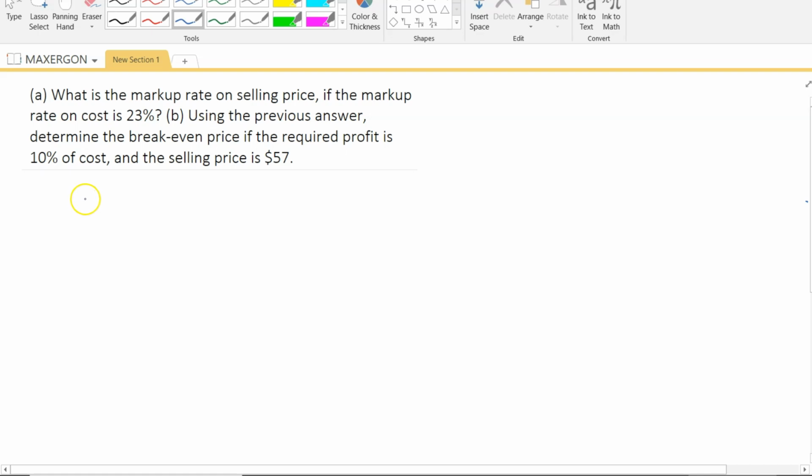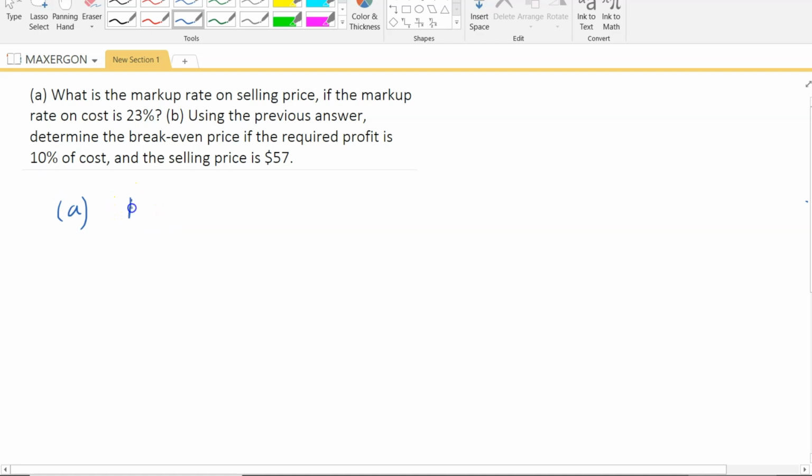In this problem, there are two parts. Part A. What is the markup rate on selling price if the markup rate on cost is 23%? Part B. Using the previous answer, determine the break-even price if the required profit is 10% of cost and the selling price is $57. So in part B, we need to use the answer from part A, which is the markup rate on selling price. We will be using markup rate on selling price in order to solve part B. But let's first address part A.